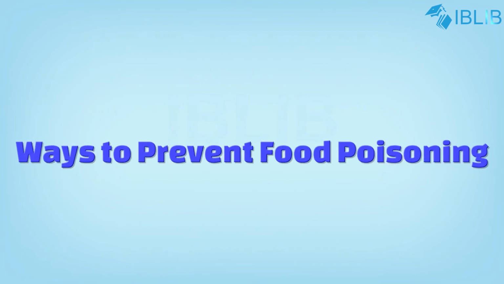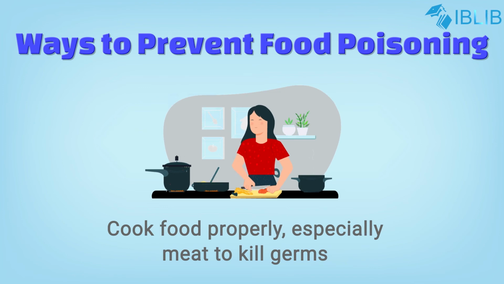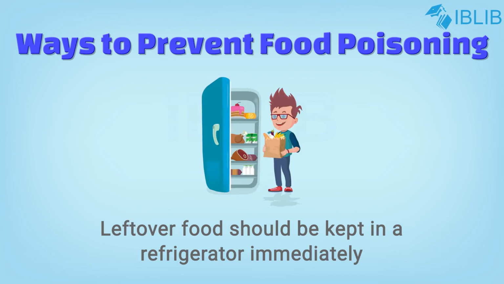Let us know about some ways to prevent food poisoning. Some ways to prevent food poisoning are: rinse vegetable and fruit in running water before consumption. Cook food properly, especially meat, to kill germs. Do not leave food uncovered and outside the refrigerator for more than 2 hours in summer. Leftover food should be kept in refrigerator immediately.